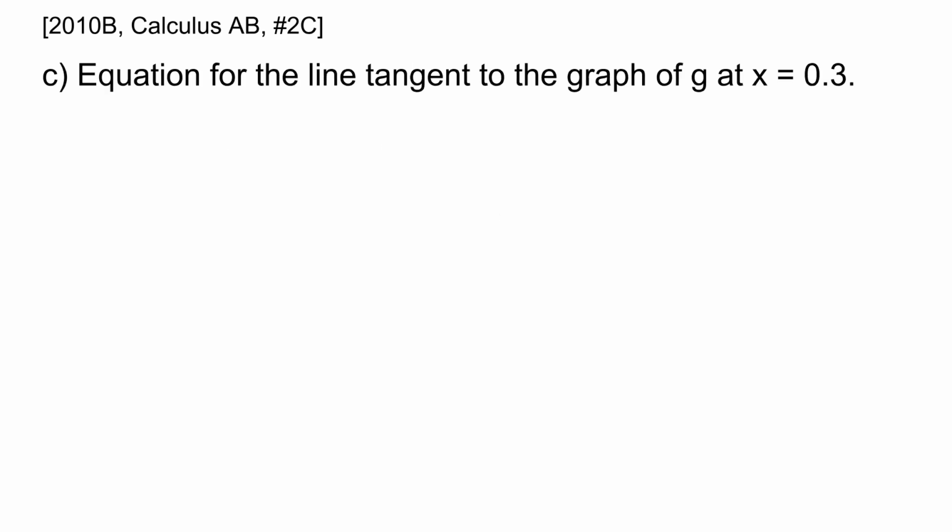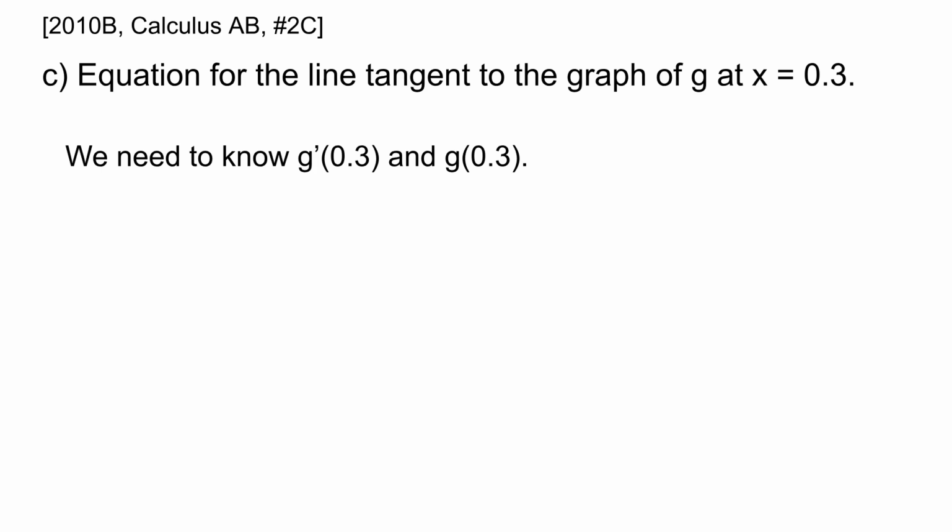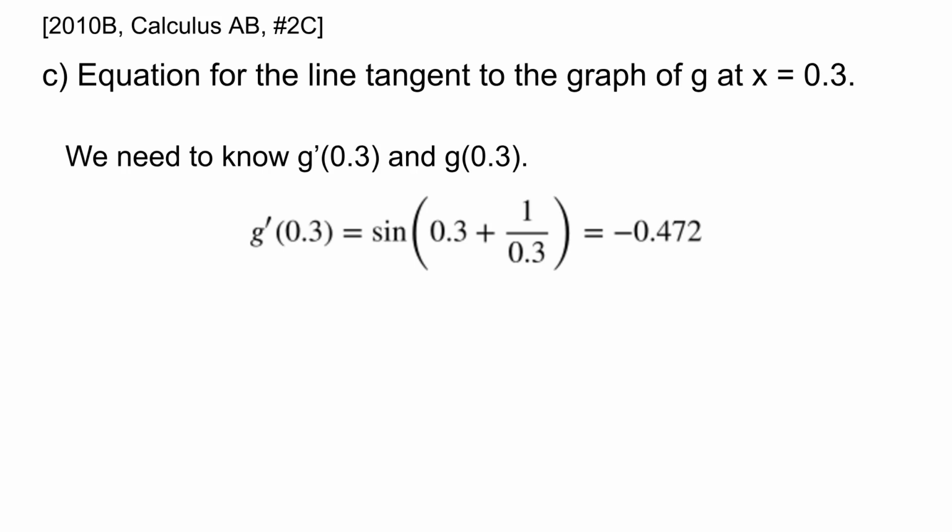In part C of this question, we are asked to write the equation for the tangent line to the graph of g at x equals 0.3. In order to write the equation for the tangent line, we need to know both g prime of 0.3 and g of 0.3. G prime of 0.3, we can calculate by plugging 0.3 into the function that we were given as the derivative of g. And it's a calculator active question, so we can calculate that. It turns out g prime of 0.3 is negative 0.472.